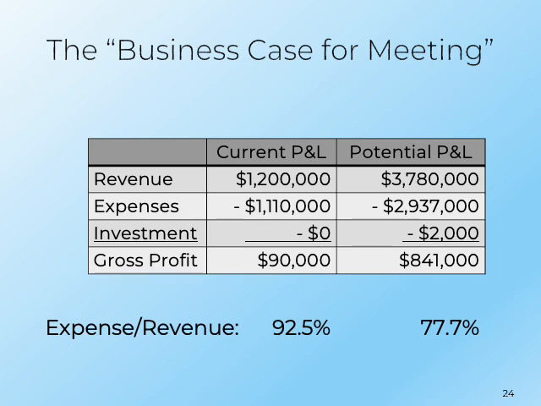On the other hand, evidently, if they were to make an investment in your solution of, say, $2,000, as shown on the right, their revenue could potentially go up by $2.58 million to $3.78 million, a very significant increase. And while their expenses look like they'll go up by $1.87 million to $2.9 million, their expense to revenue ratio appears it will go down significantly from 92.5% to 77%, indicating that this initiative is much more profitable than what they're doing now. And so, as you can see, the resulting gross profit would grow to $841,000, a net increase of $751,000 over the $90,000 they're getting today.